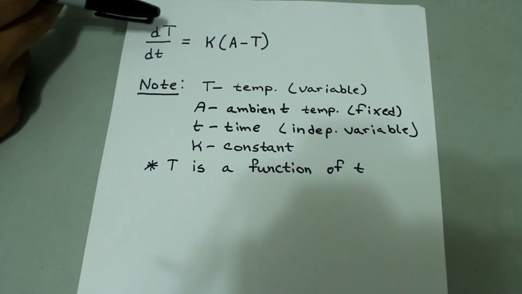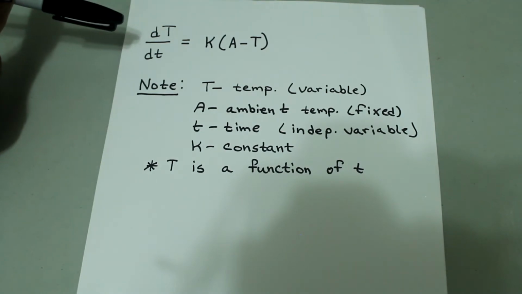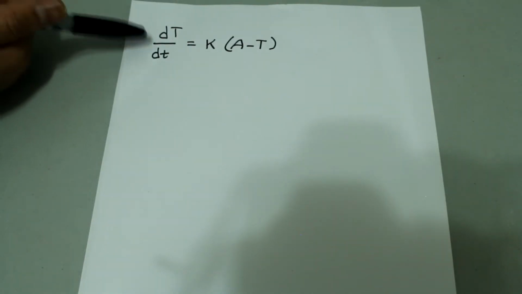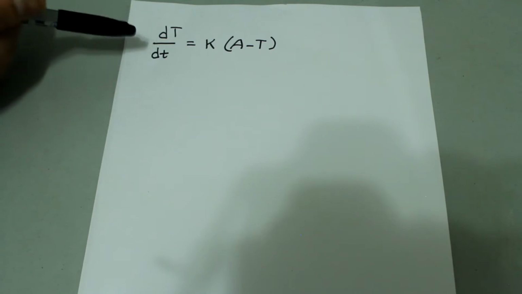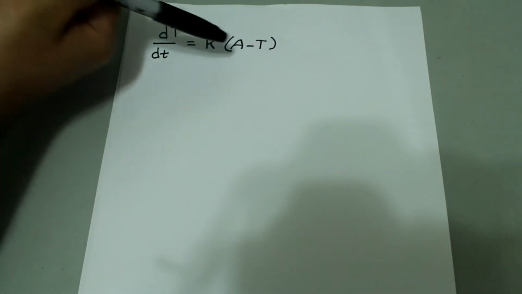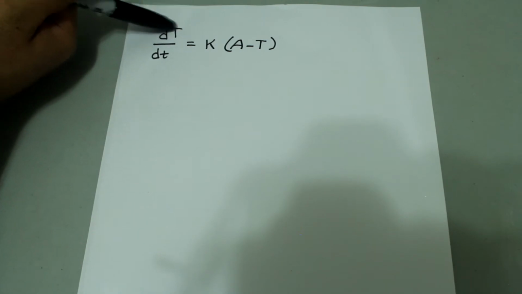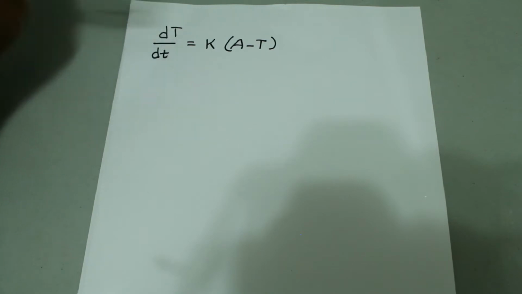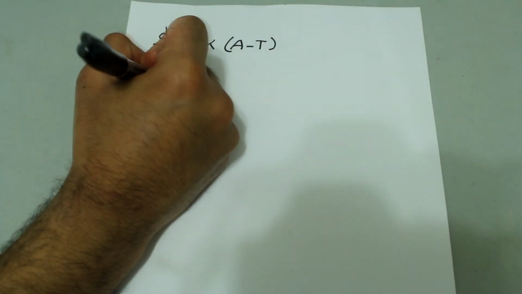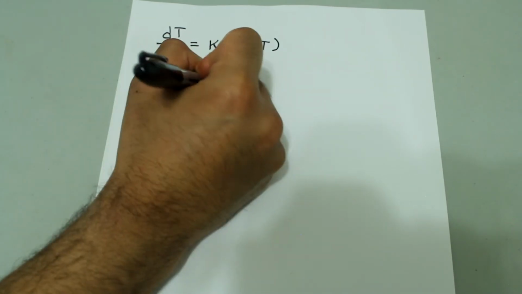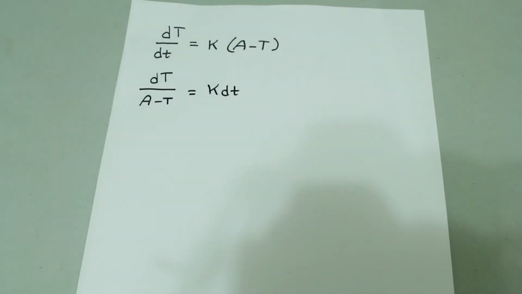Next, we'll notice that this is a separable differential equation. So we'll go ahead and do that. We're going to multiply both sides by dt and divide by A minus T. That will put the T and this dT on the same side, and k is just a constant, so that will work out really nicely. So dT over (A minus T) is equal to k dt.